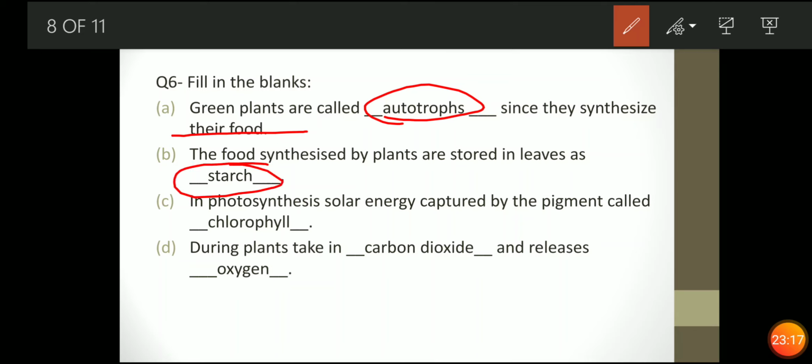Next, in photosynthesis, solar energy is captured by the pigment called chlorophyll molecule. फोटोसिंथेसिस में हमने पढ़ा कि सनलाइट की एनर्जी ट्रैप हो रही है कहाँ पे? क्लोरोफिल मॉलिक्यूल में.